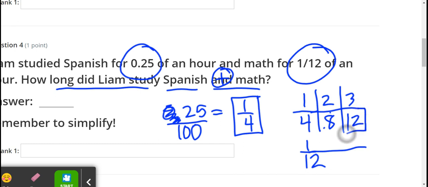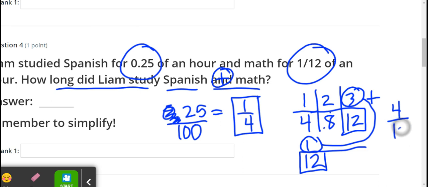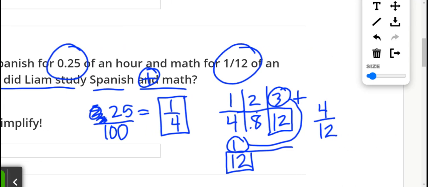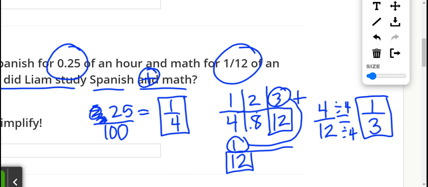So it looks like we have a denominator that we could use, a common denominator of 12. And now we're going to add the numerators. So 3 plus 1 is going to be 4/12. And if we simplify that, divide by 4 and divide by 4, that is going to give us 1/3 simplified to lowest terms.